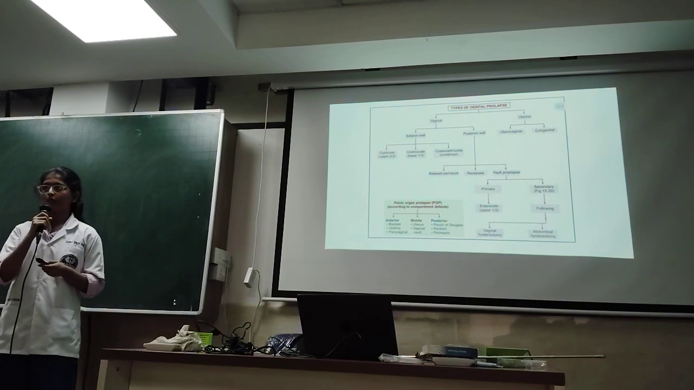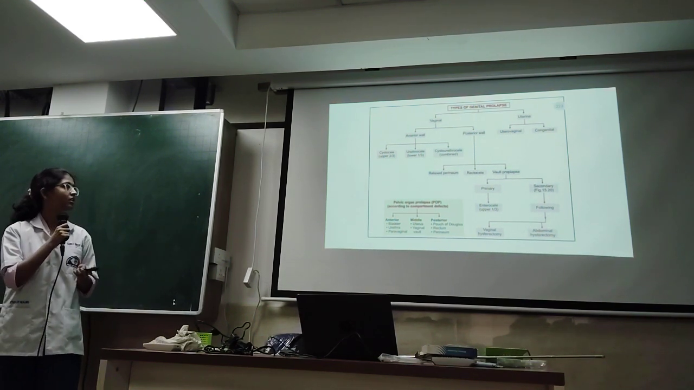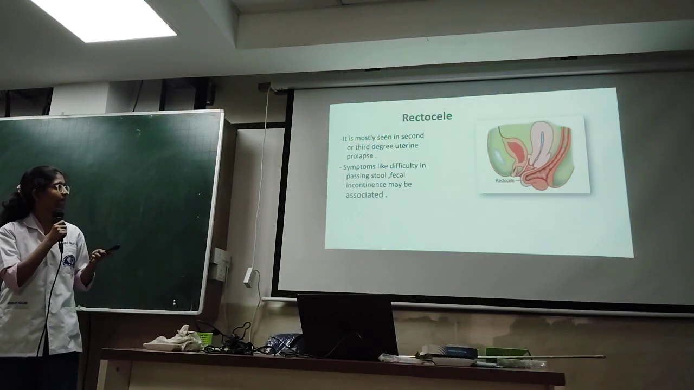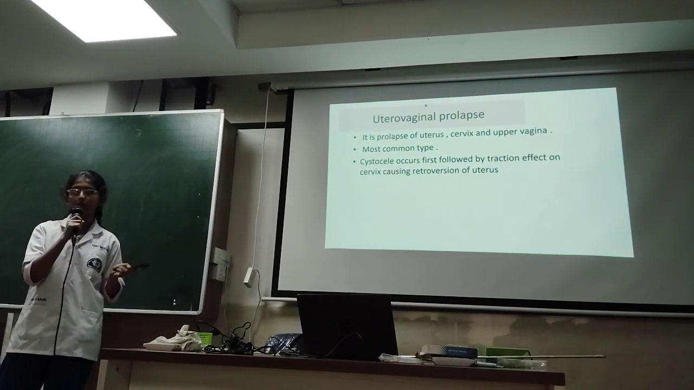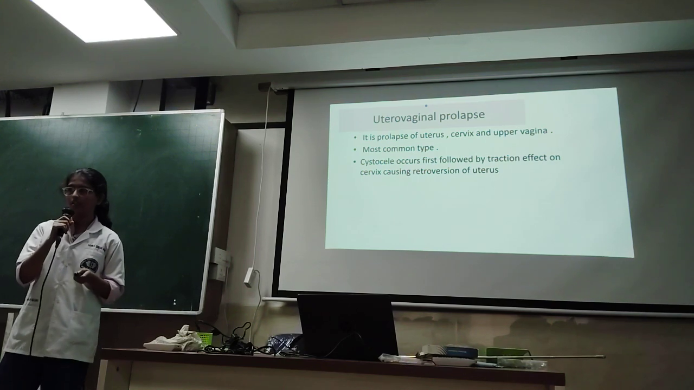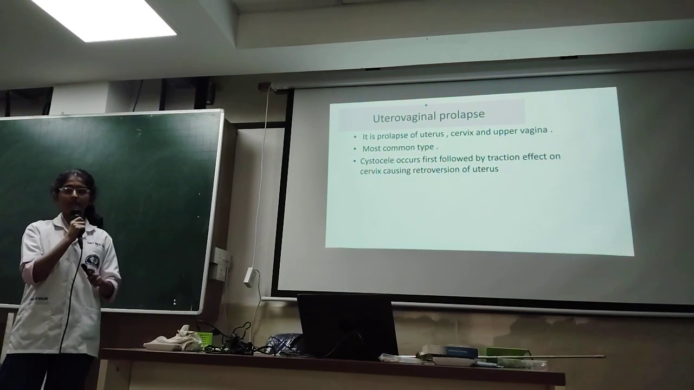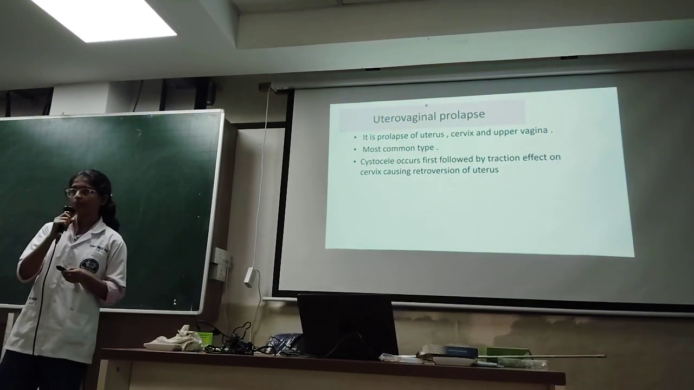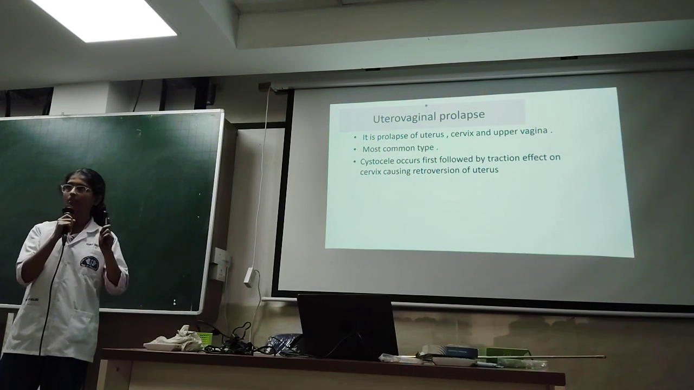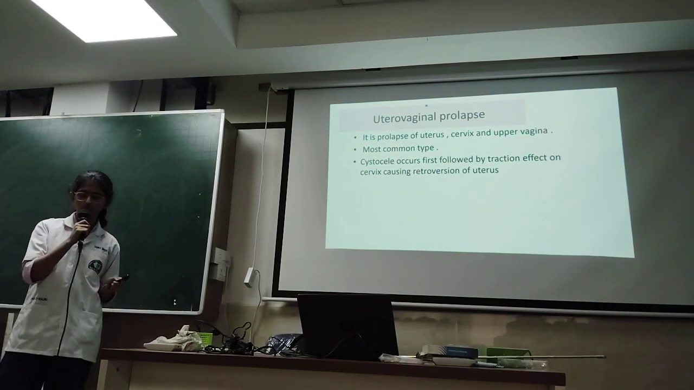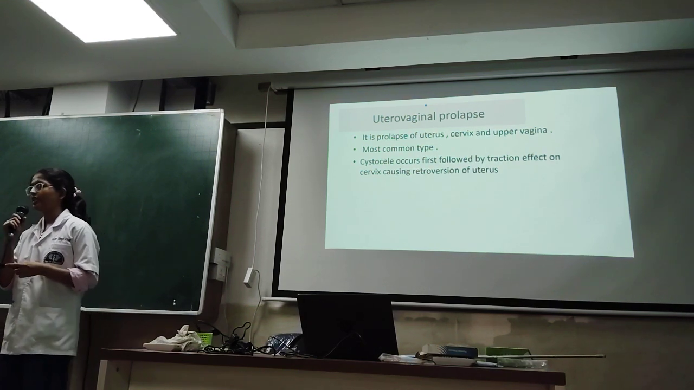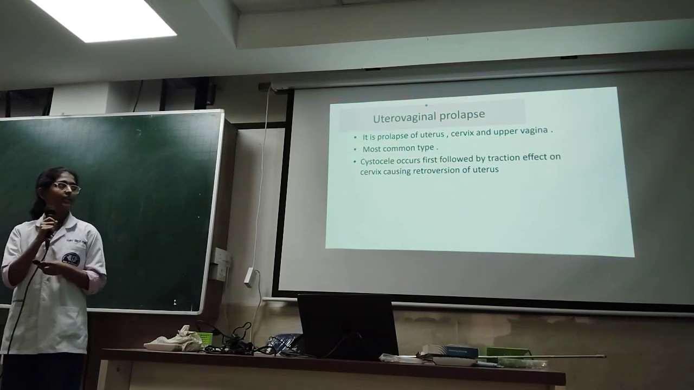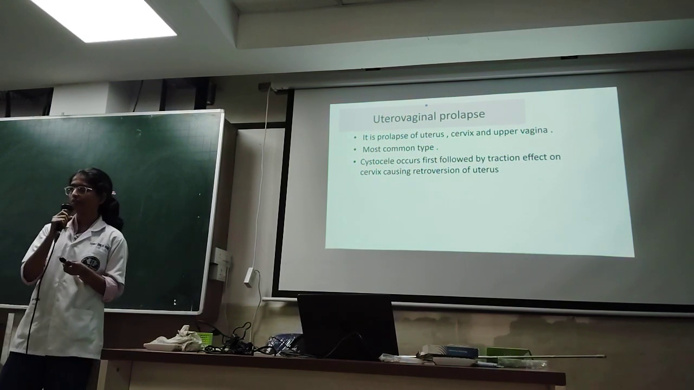The uterovaginal prolapse is the prolapse of the uterus, cervix, and vagina or the upper vagina. It is the most common type of genital prolapse. Cystocele occurs first, followed by the traction effect on the cervix, leading to retroversion of the uterus.